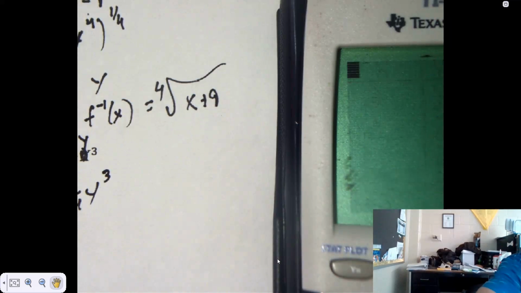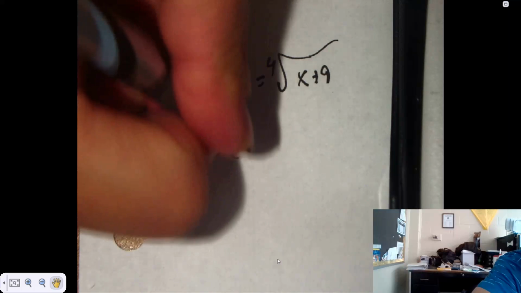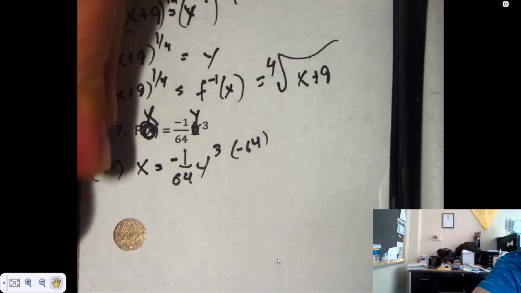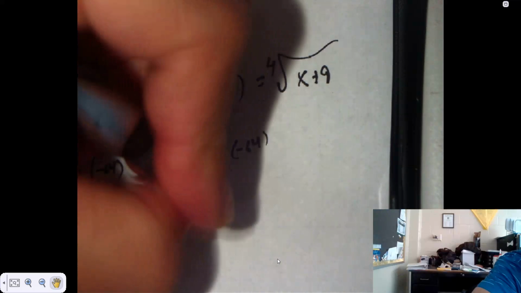So Austin, what threw you off about this? Well, you can't do anything with y cubed until you remove the negative 1 over 64th. Multiply by negative 64, which some kids get and some don't. I'll talk about it in a second, but negative 64x equals y cubed.